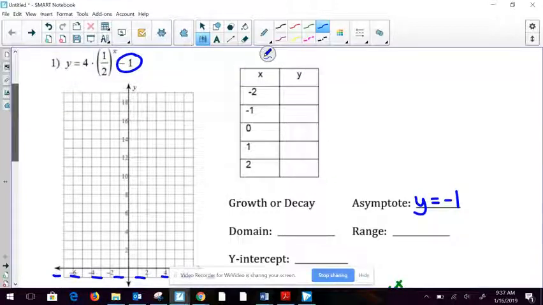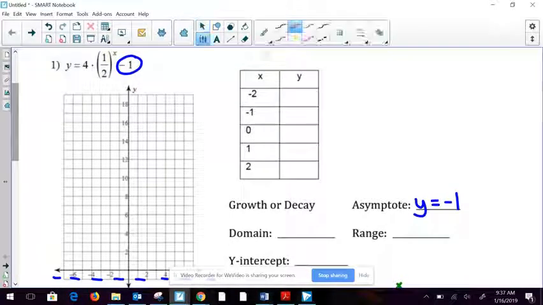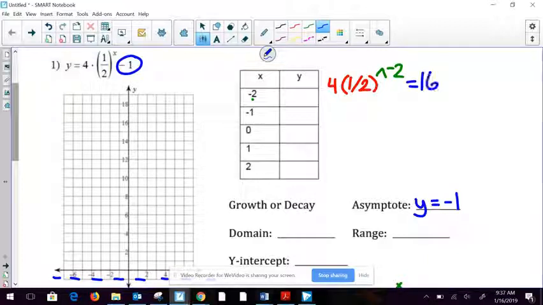Now let's see how to plug this one into our calculator. Again, we're going to start with that 4 and then times. So I'm going to show parentheses 1 divided by 2. Now notice in parentheses I have that 1 divided by 2. Now I'm going to do my exponent key and my first value is -2. This is where you hit the equal button. What decimal do you come up with? Oh, you don't come up with a decimal. You come up with the number 16. I still have that asymptote -1, which gives me 15. So my first blank is 15.